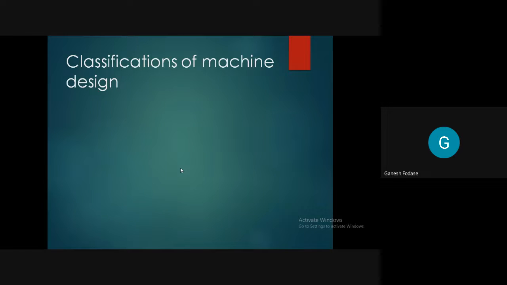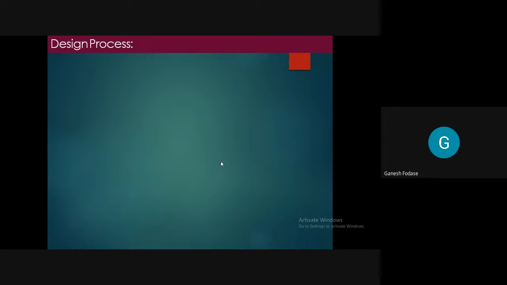So let's start with the next topic. Actually, we need to start the cotter joint today. But before that, we'll see the different approaches of design, like adaptive design, development design, and new design. These are not in the syllabus, we will just discuss them. Now, what is the design process basically?